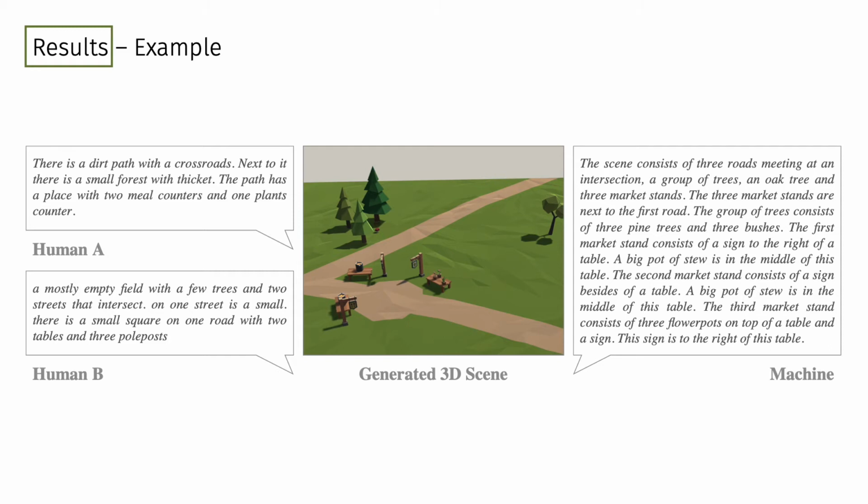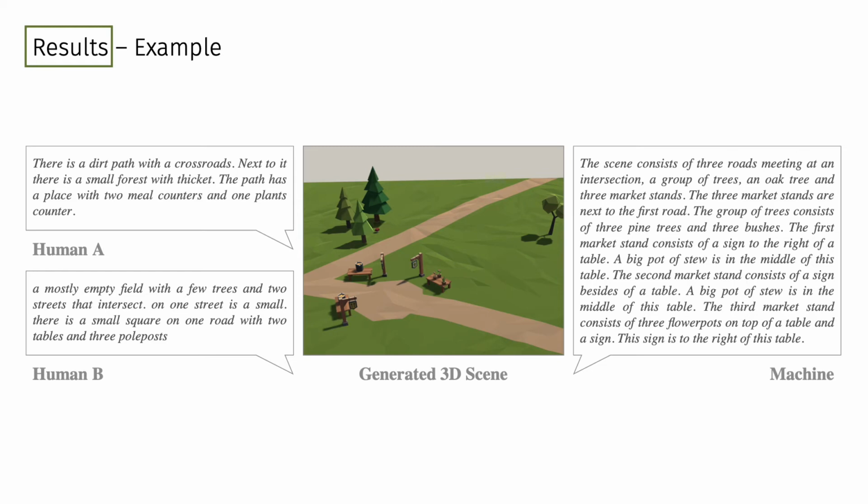If we look at both human descriptions, they are a lot shorter, and some of them are really good, like the first one. There's a dirt path with a crossroads. Next to it, there's a small forest with thicket. The path has a place with 2 meal counters and 1 plants counter, which is a pretty accurate description of the scene. It's lacking some of the details, but honestly, it's a good summary.